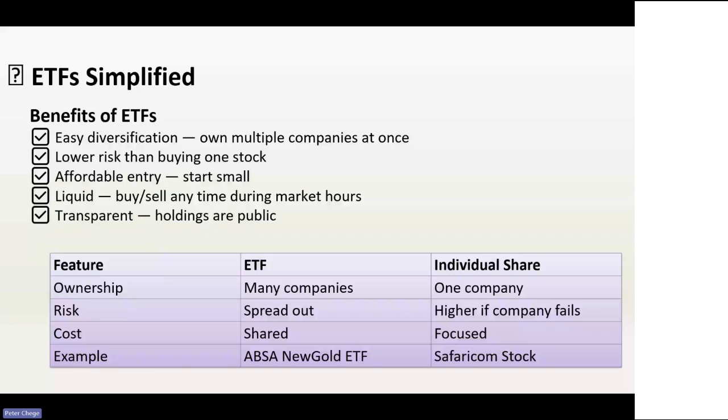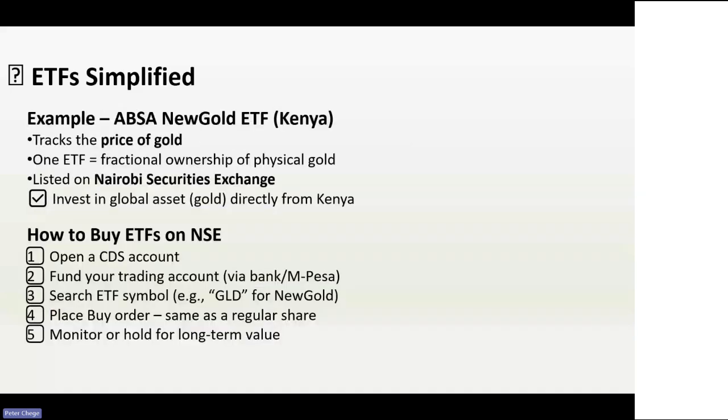So let's take an example of an ETF at NSE, ABSA Gold. This is used to track the price of gold. So one ETF is like you're owning a fraction of that physical gold it is tracking. So when you buy one unit, one share of ABSA Gold, it's like you're buying fractional ownership of the physical gold that is being tracked by this ETF. This ABSA Gold is already listed at NSE, and you can see it on DigiTrader in our portal.